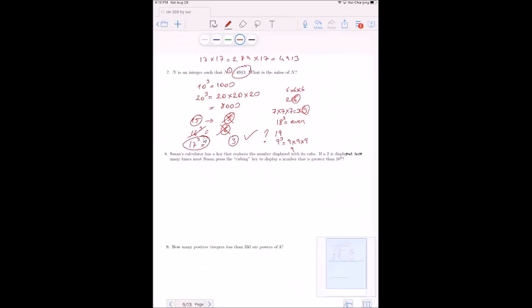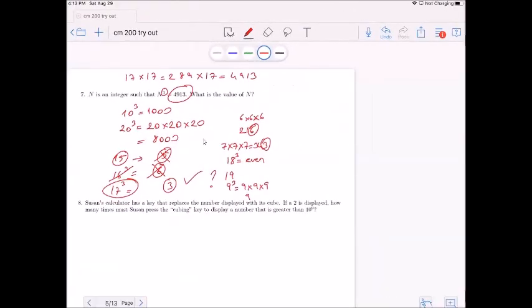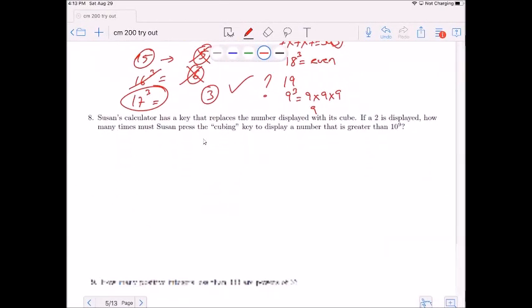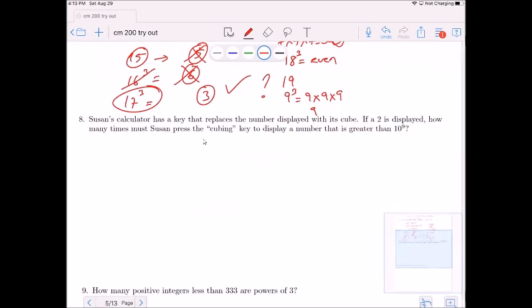Next one. Okay, so this will be again, let me change the position of my iPad. Here we have, I think you will see it better now. Susan's calculator has a key that replaces the number displayed with its cube. So when you enter a number, it gives you, for example, when you enter 2, it gives you 8. When you enter 8, it gives you 8 cube. When you enter this number, which is 512, for example, it gives you its cube.